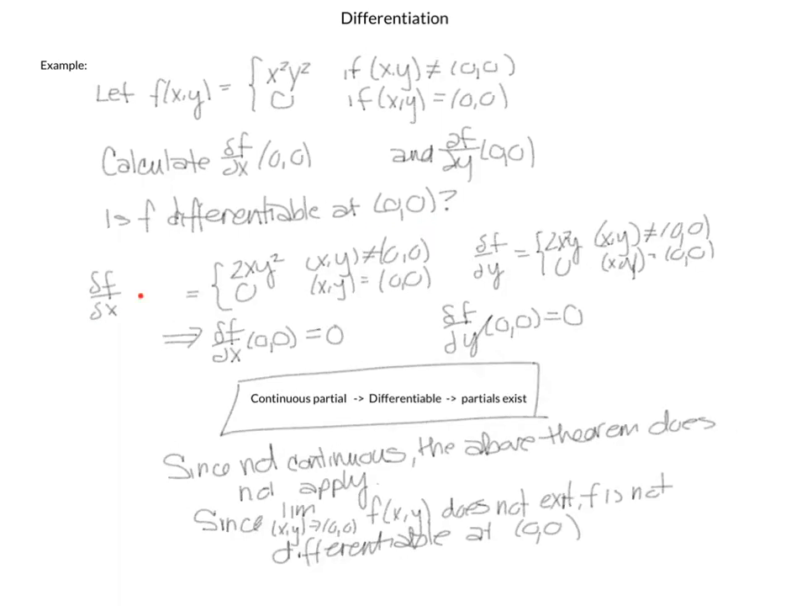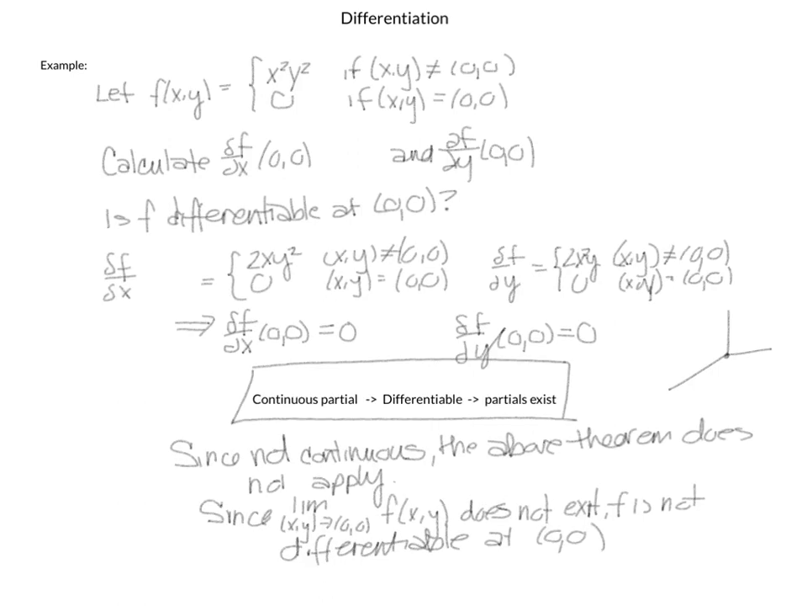Here I have the derivative with respect to x. So treating y as a constant, I get the derivative of x squared is 2x times the constant y squared, and that's when (x, y) is not equal to (0, 0), and the derivative of 0 is 0. With respect to y, again treating x squared as a constant, I'm going to get my 2y and my x squared. And then I look at this, so the derivative of f with respect to x at (0, 0) is equal to 0.